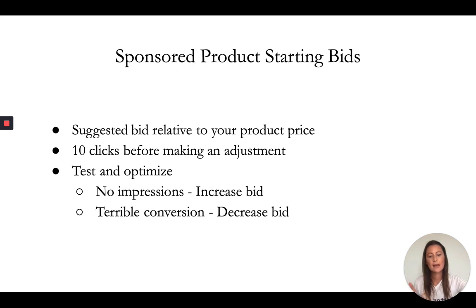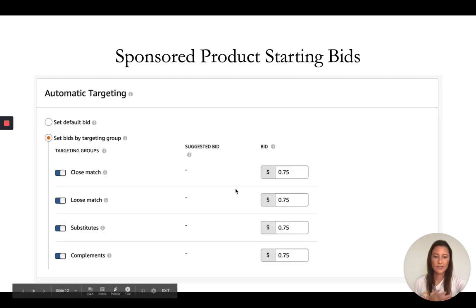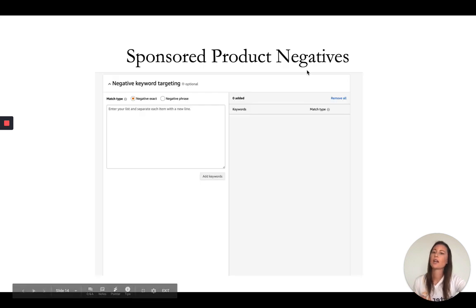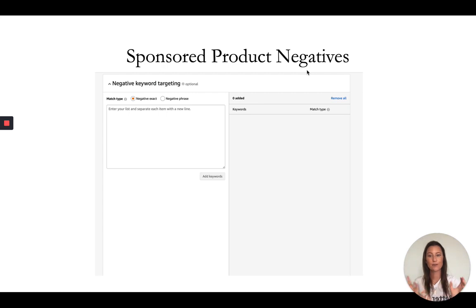All right, set my starting bids for all of my targeting groups. I know exactly what targeting groups I'm running. Next thing you're gonna be asked is whether or not you want to add product negatives or keyword negatives. So typically, we don't add any from the beginning.